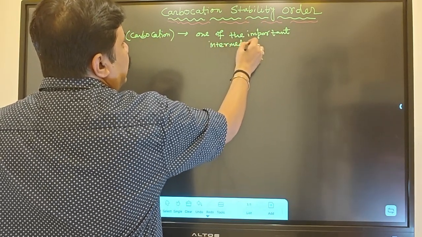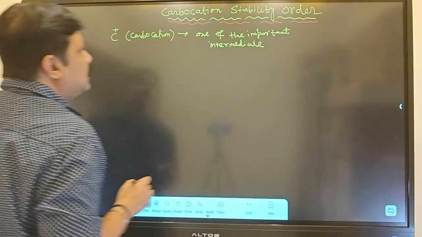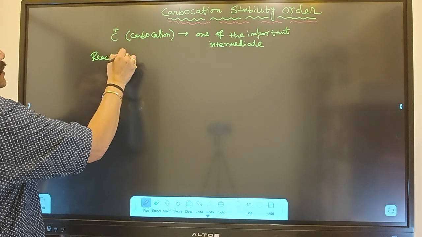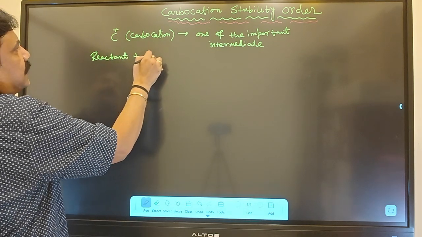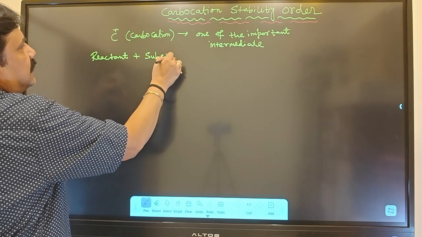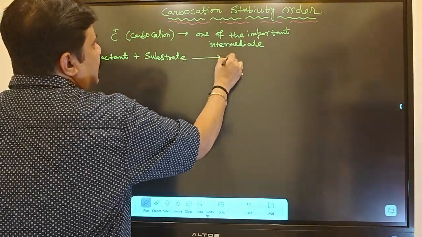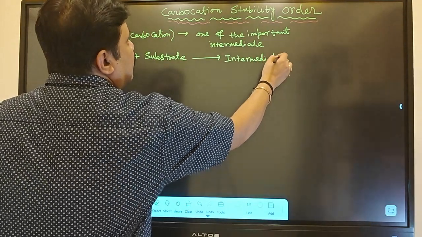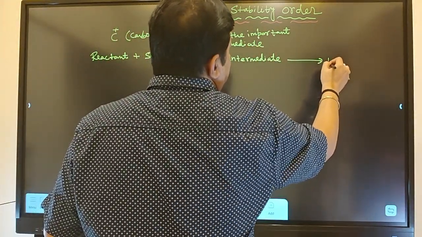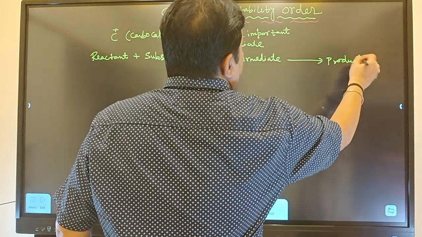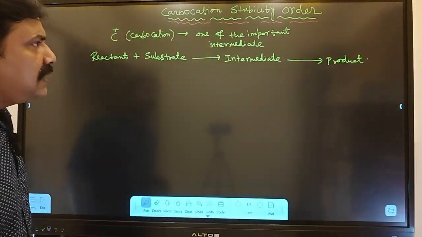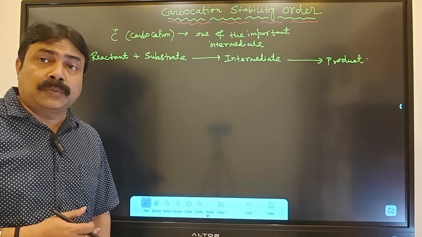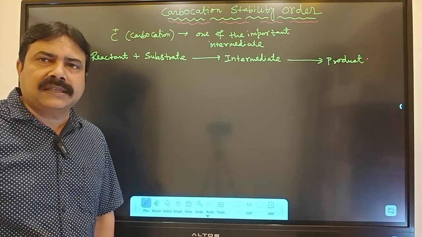because you know very well, suppose I have a reactant, and I will add a substrate over here. Reactant and substrate will form an intermediate, and then the intermediate will form the product. This is the scheme of an organic reaction, and among that, one of the intermediates is carbocation. That means cation of carbon is a carbocation. A positively charged species is called a cation.